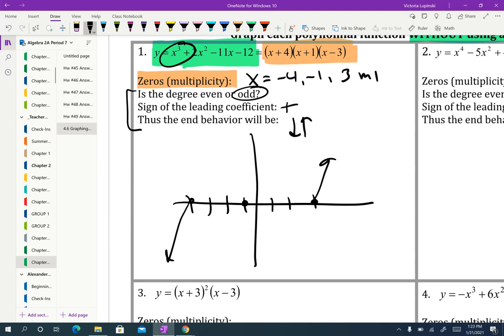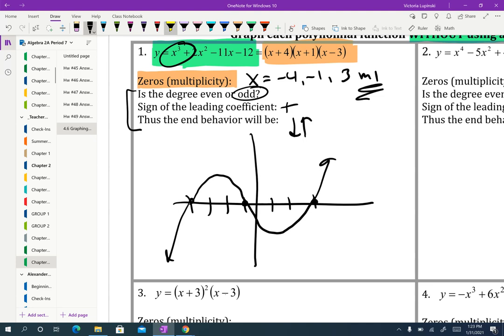Then for each of those x-intercepts, you're going to go ahead and cross because of the fact that it's a multiplicity 1. So because it's a multiplicity 1, you're going to go ahead and cross at -4, go up a little bit. Then you're going to turn back down and cross through -1, go down a little bit, and then ultimately cross back up to connect and make a nice smooth curve.